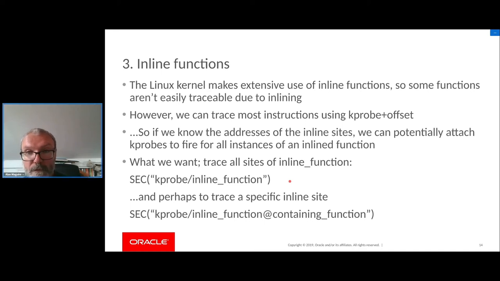So we might move on to inline functions. As I mentioned, one of the things that can happen when you're doing tracing is when you try and trace a function, you get a not found error. And that's due to the fact that a lot of functions in the Linux kernel are inlined. So there's no good solution for tracing them currently. But we have to remember that we can trace most instructions by using the kprobe of the function and the offset.